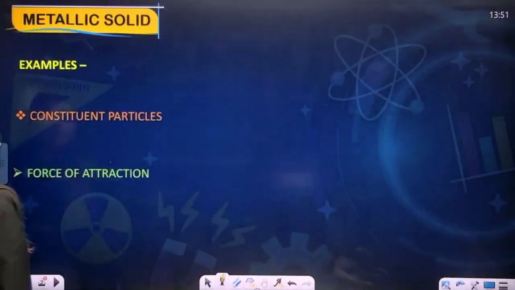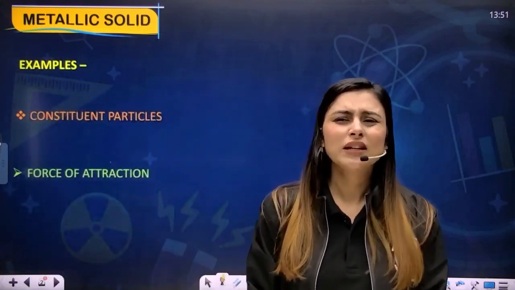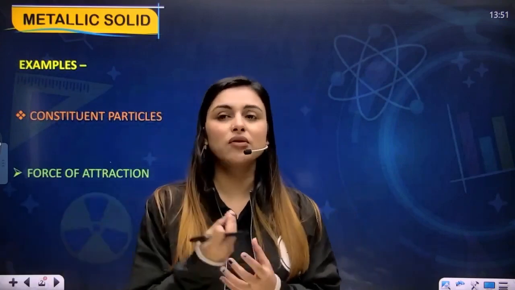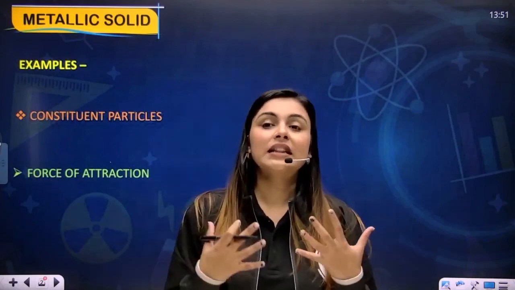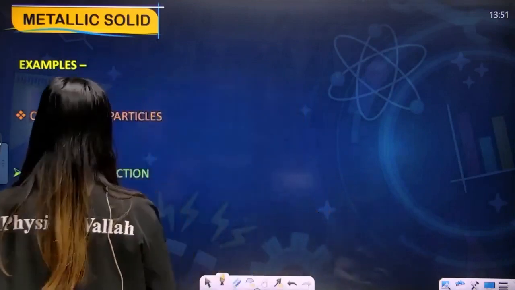So the second type of solid that we will be discussing is the metallic solid. Let's try to understand what exactly a metallic solid is. My dear students, we all know what metals are: elements that have the tendency to lose electrons. Metals generally have valence electrons that they are ready to lose, right? Yes. So we'll understand metallic solids.